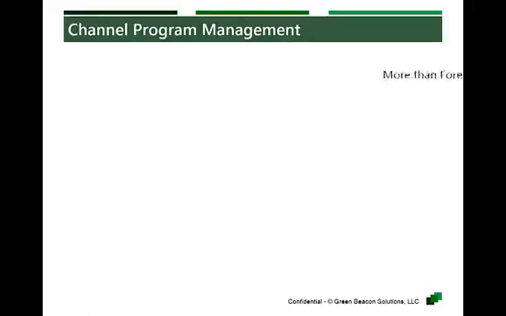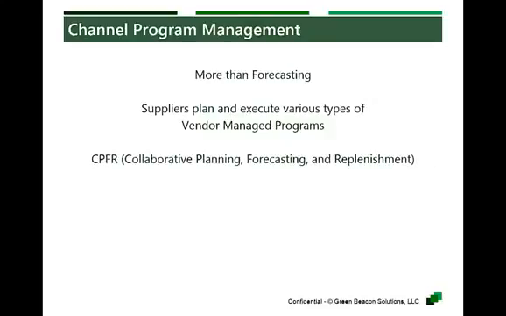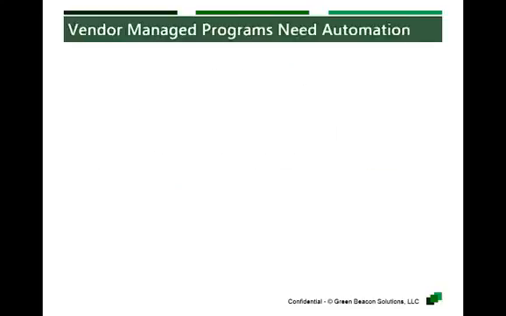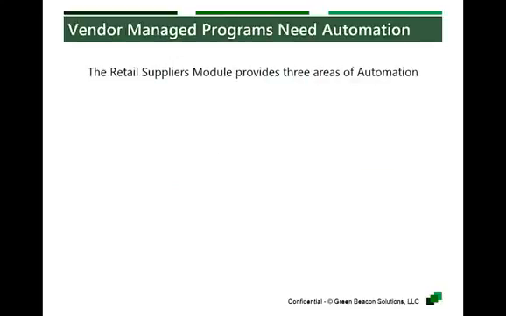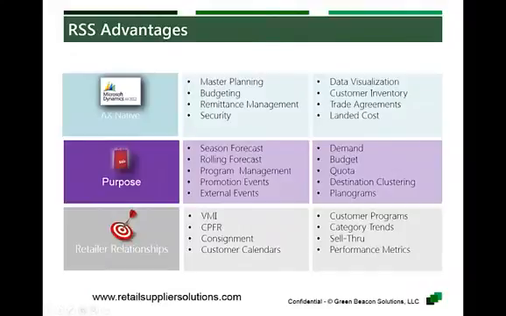Channel program management is more than just forecasting. Suppliers need to be able to plan and execute various types of vendor-managed programs, which include CPFR, or Collaborative Planning, Forecasting, and Replenishment, SBT, or scan-based technologies, as well as consignment. These vendor-managed programs need automation. Green Beacon's Retail Supplier Solution provides this in 3 specific areas: forecast automation, communication through workflow and EDI integration, and finally, through execution.